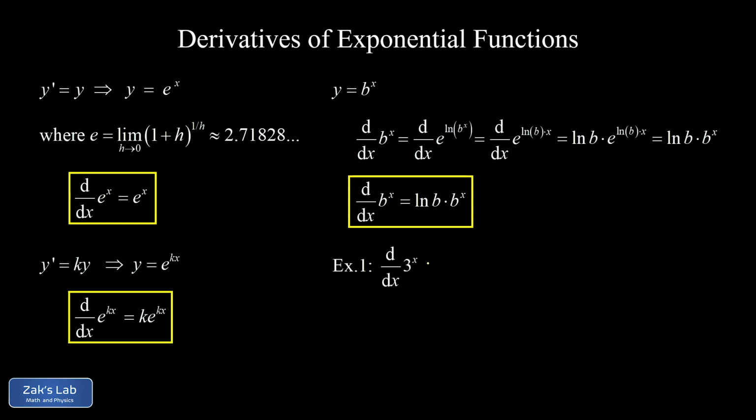Our first example is a straightforward application of our new formula. We just have a base of b here. So when I take the derivative of 3 to the x, I get natural log of 3 multiplied by 3 to the x, and that's it.